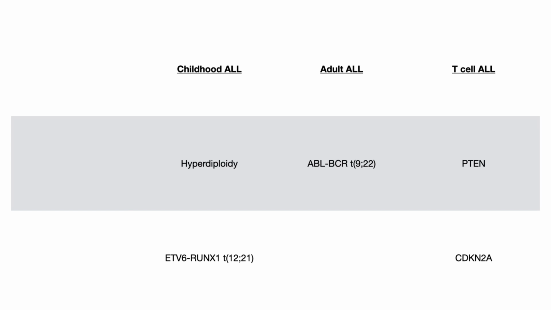Identifying some general patterns. As I said, they're a very common tumor in childhood, but you can also see it in adults. And in children, you often see hyperdiploidy and that T(12;21) translocation, whereas in adults, they see the T(9;22), which we'll talk about with CML, but it can also be seen in ALL. And then in T cell ALL, PTEN and CDKN2A are the genes mutated associated with it.